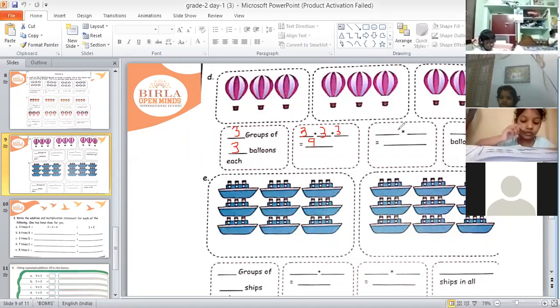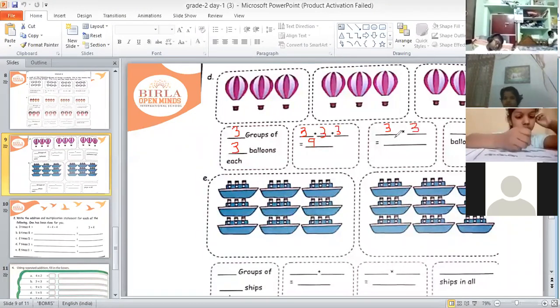You tell me how many groups are there? 3. So we will write here 3. And in one group, how many are there? 3, ma'am. Yes. So we will write 3 again. So 3 threes are 9. So after equal to, we will write here 9.